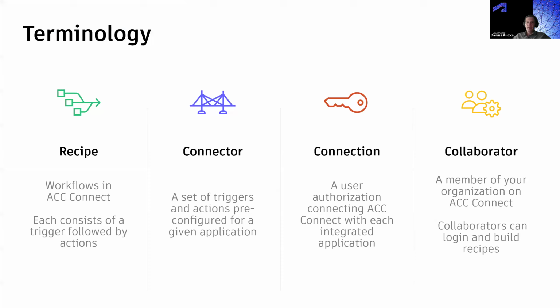So when we think about the different key terms that we will use in ACC Connect, we have the recipe. We treat a recipe as an automated workflow that spans within one application or extends to more applications. For example, you create a recipe that detects new projects in ACC and automatically creates a matching folder in SharePoint. Every recipe has its trigger and then one or more actions to perform to complete the task.